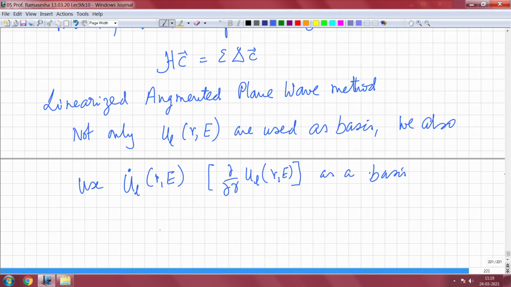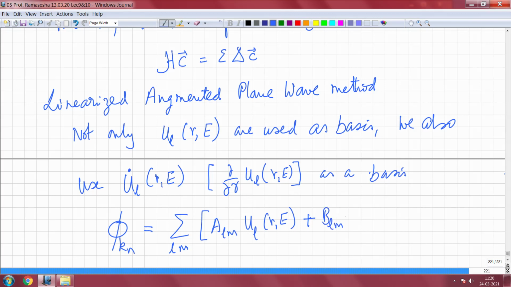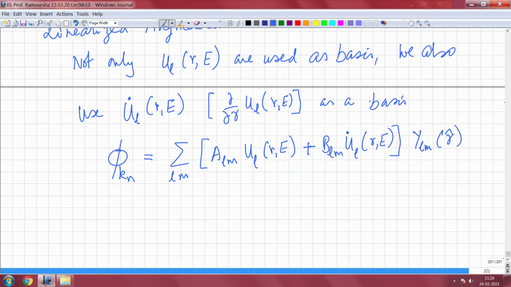So much so that I can write down phi k n corresponding to any one of the augmented plane waves as sigma over L, sigma over M, ALM times UL R comma E, plus BLM UL dot R comma E times YLM R. So this is used as a basis function, and these are calculated at values which are the energy values.